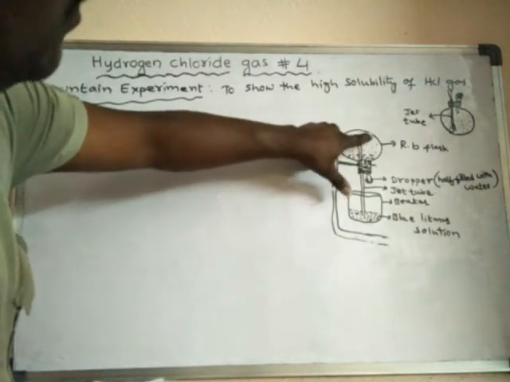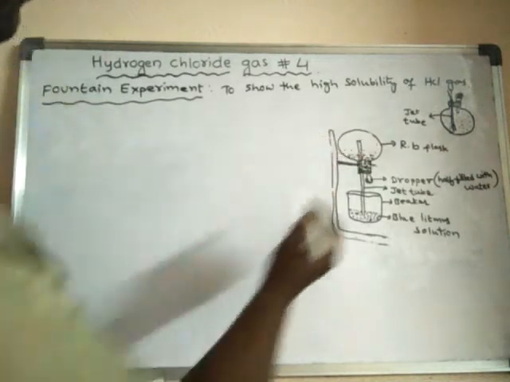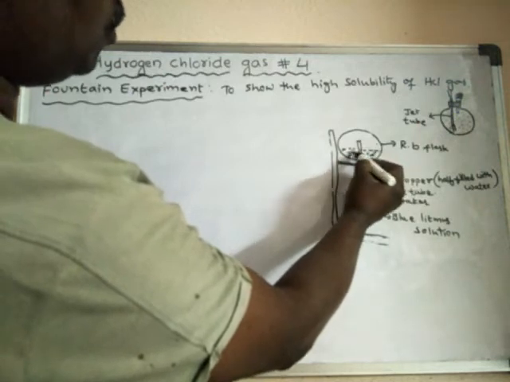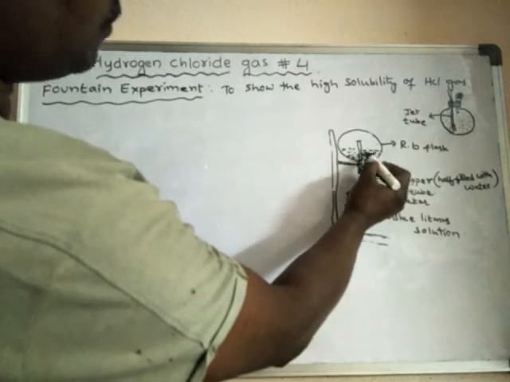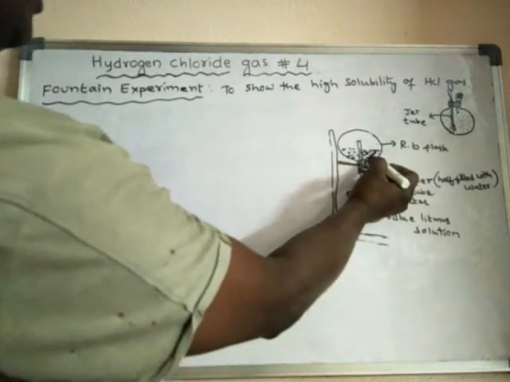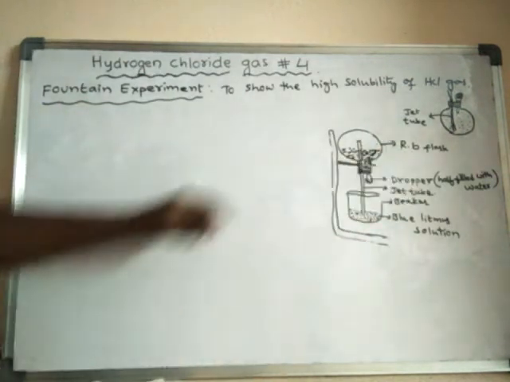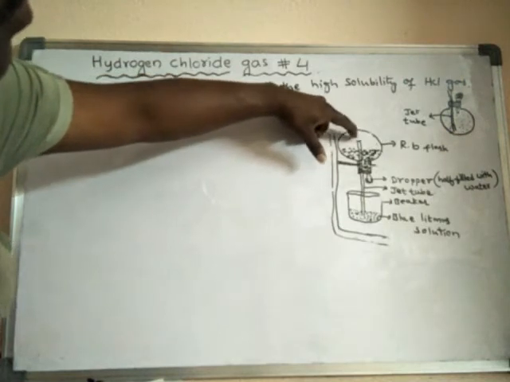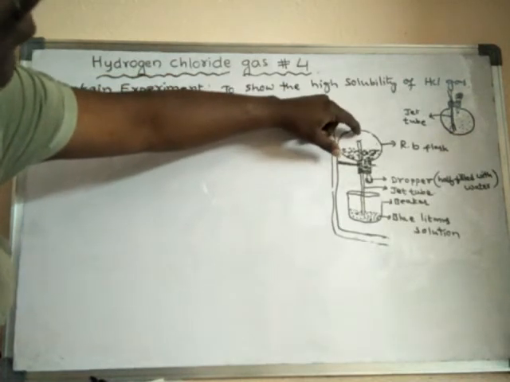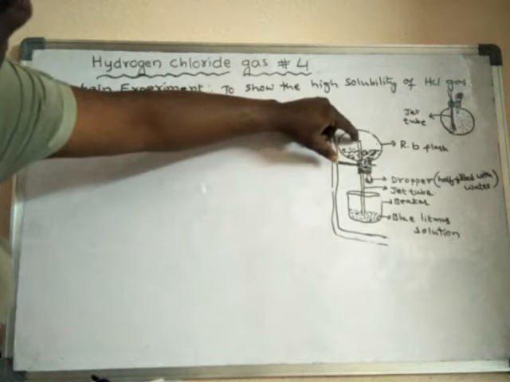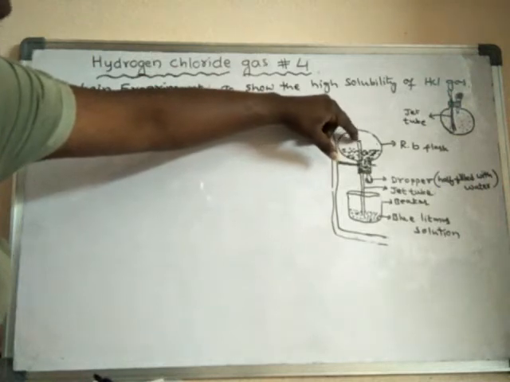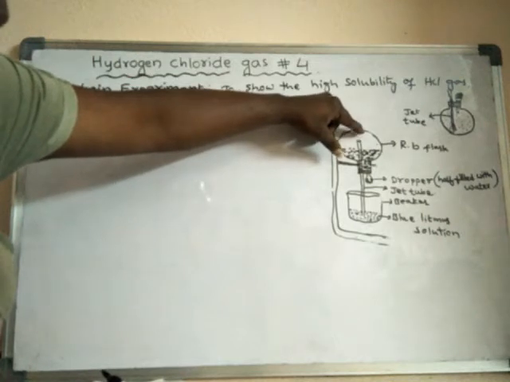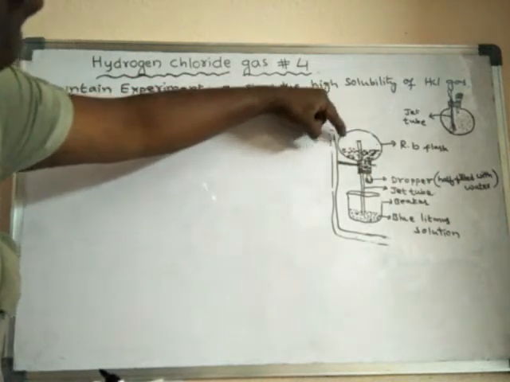The HCl gas present in it, what happens? It will dissolve in water. So now it has become an HCl solution, because when that gas dissolves in water it becomes HCl solution. Due to this, what happens? Some pressure is lowered here, because the gas disappears into the solution. So it creates low pressure in this area.